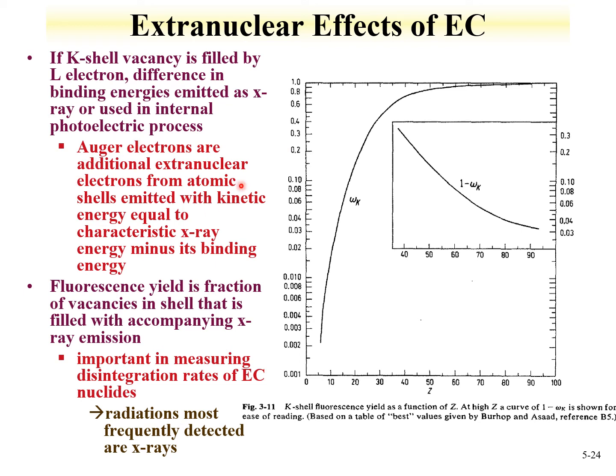One is the emission of Auger electrons. These are outer atomic electrons that will be emitted with a kinetic energy equal to the characteristic X-ray minus its binding energy. There's a term, the fluorescence yield, which is the fraction of vacancies that are filled with an accompanying X-ray. The reason that this is important is that sometimes these Auger electrons can be used in radiopharmaceutical applications, where if you have an isotope that has a high degree of Auger electron emission, you can use this as a therapeutic agent for cancer treatment.